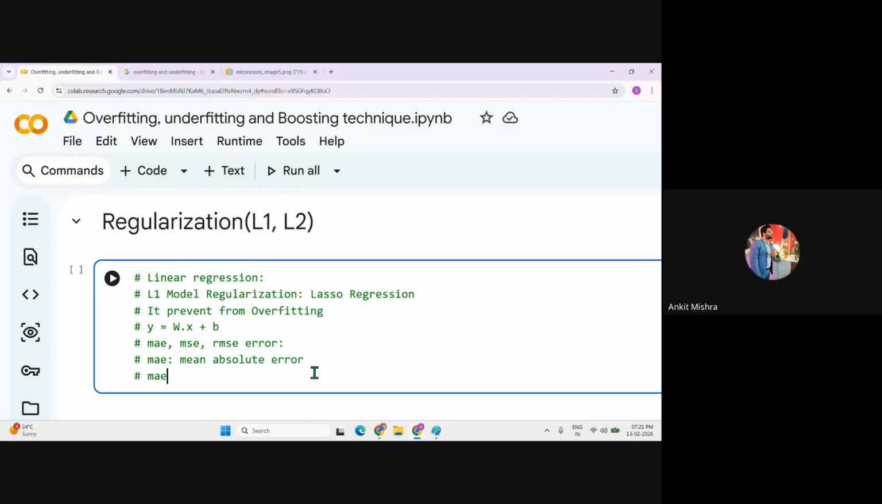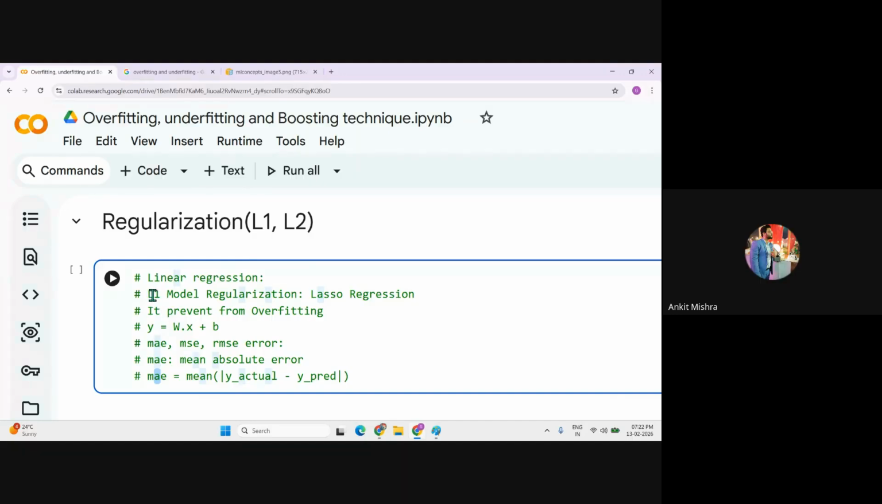It's like MAE is equal to the mean of y actual minus y predicted, and you have to take the modulus, so that you will always get a positive value. So it's like the mean of y actual minus y predicted. This is called the MAE.